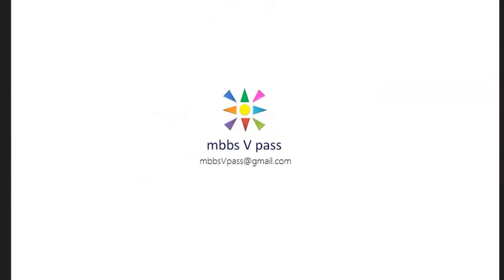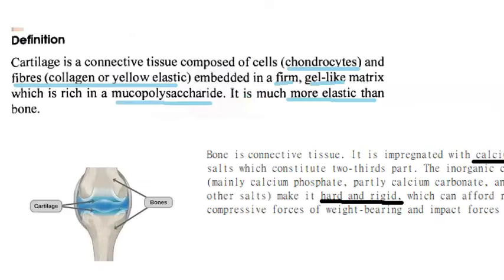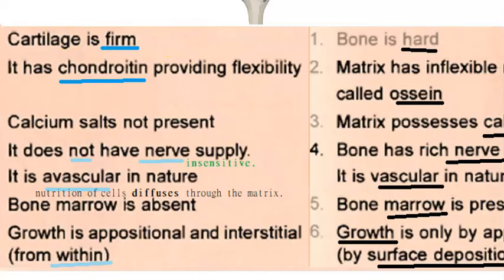Now let us move on to the actual differences table from the textbook. Okay, so here is the differences from the textbook. You have to write textbook answer. You cannot write Google answer, right? So write cartilage is what? It's firm. Bone is what? Hard. Cartilage is firm. Bone is hard. You can write that. Okay. 1 point done. This one you will write.